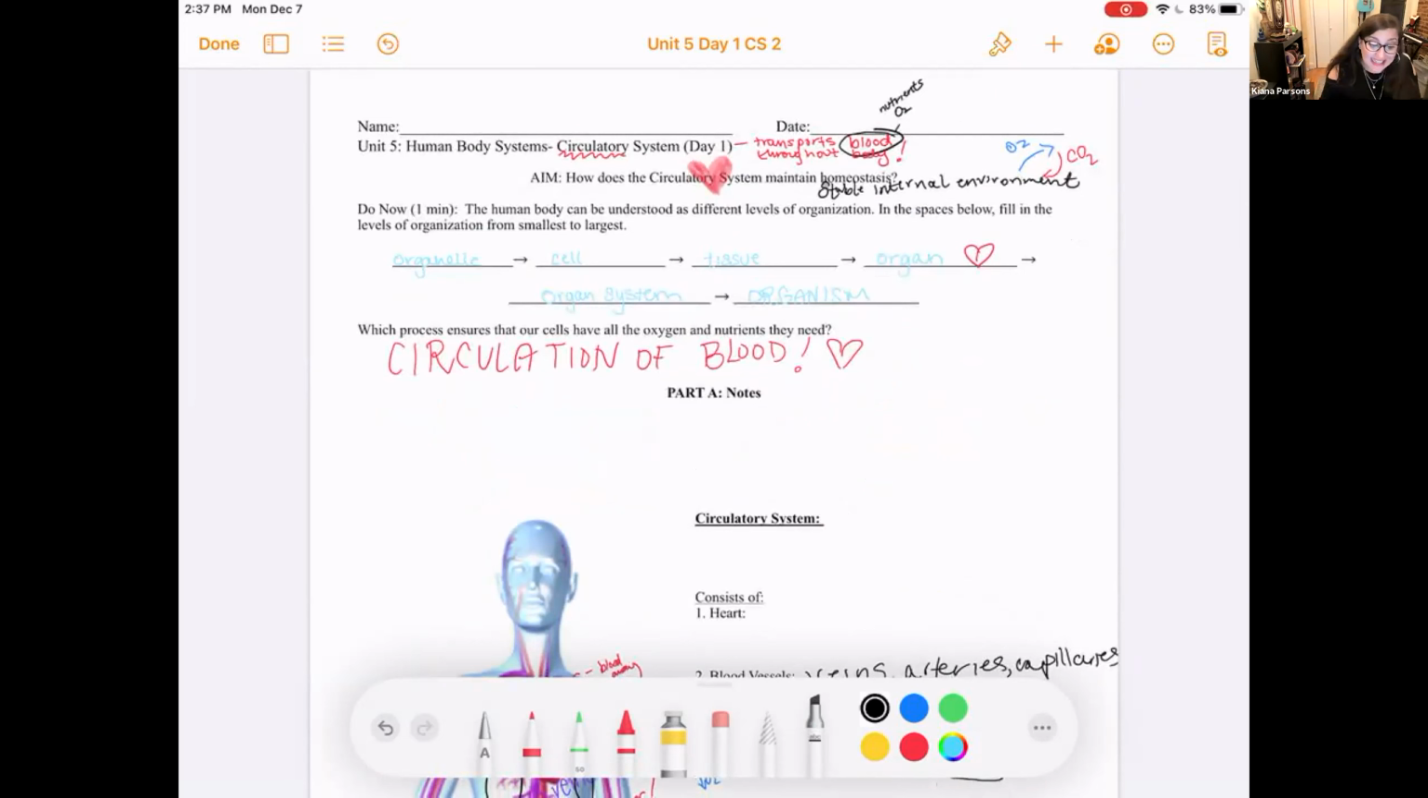Today's aim was, how does the circulatory system maintain homeostasis? And remember that homeostasis is a stable internal environment maintained largely by the circulatory system pumping oxygen and nutrients throughout our bodies.